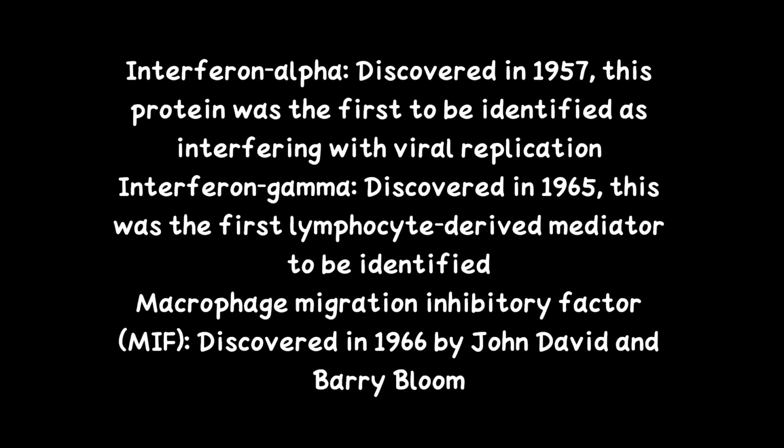Interferon alpha, interferon type 1, was identified in 1957 as a protein that interfered with viral replication. The activity of interferon gamma, the sole member of the interferon type 2 class, was described in 1965, and this was the first identified lymphocyte-derived mediator. Macrophage migration inhibitory factor, that is MIF, was identified simultaneously in 1966 by John David and Barry Bloom.